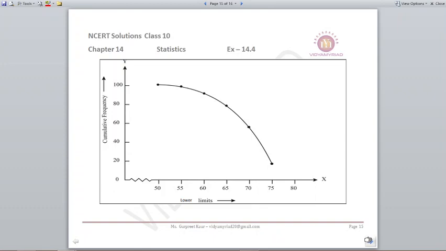Now the curve will look like this. You will see that the slope is downwards. On the x-axis, we will mark the lower limits from 50 to 80, and on the y-axis, we are going to mark the cumulative frequencies from 0 to 100. Based on the pairs, we are going to plot it over here, and we see that this is the more than type ogive curve.